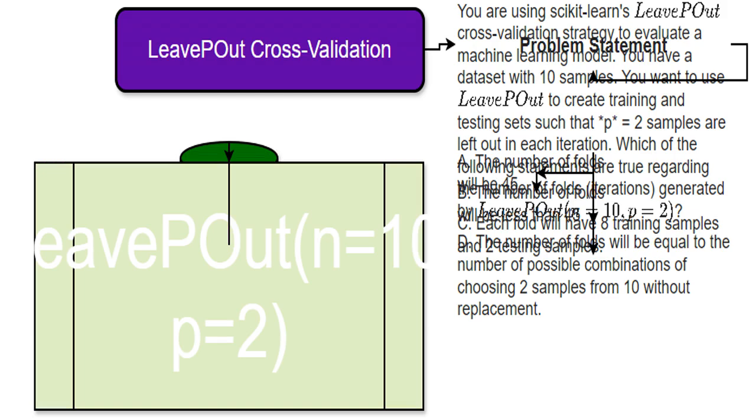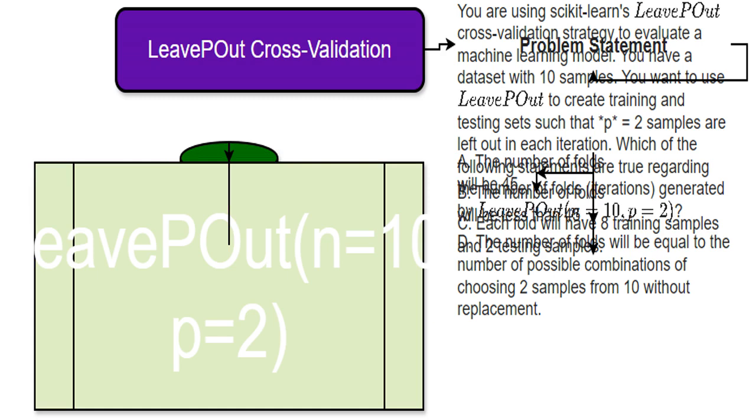Here, we're using scikit-learn's LeavePOut function. That tells us it's working with 10 total samples, as we already know. That means that in each iteration of the cross-validation, 2 samples will be left out as the test set.